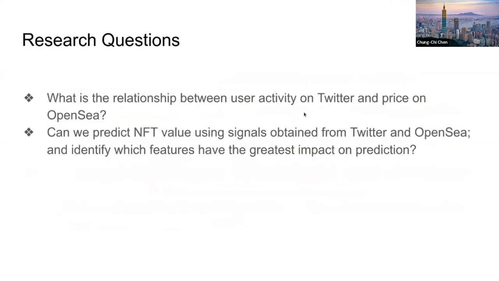So the research questions that we explored in our paper: the first one is to analyze the relationship between the user activity on Twitter and the price of the assets that they mentioned on OpenSea. The second one is a hypothesis that we try to test: that signals from Twitter contribute towards the valuation of the NFT as much as market features from OpenSea. And we do this by building models to predict the NFT value, as we will discuss later.